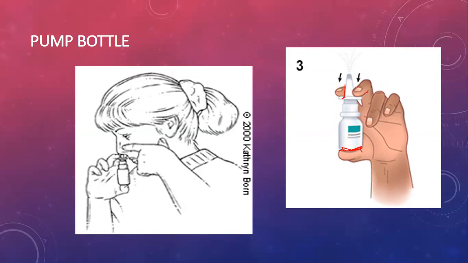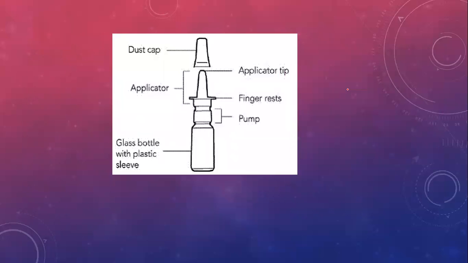It is mainly used to hold the top portions of the pump bottle. Okay, then these are the parts of the pump bottle. This is the dust cap. We can remove this cap, and this is the applicator tip. This part will be inserted into the nasal cavity.